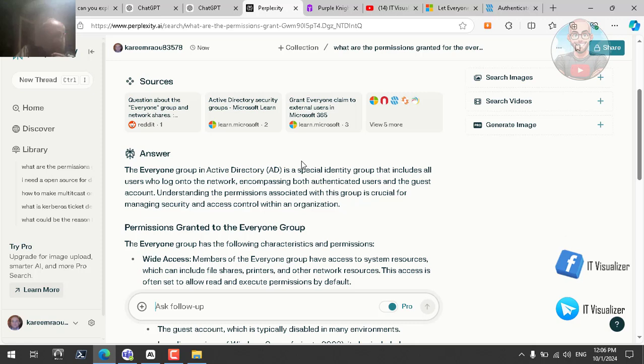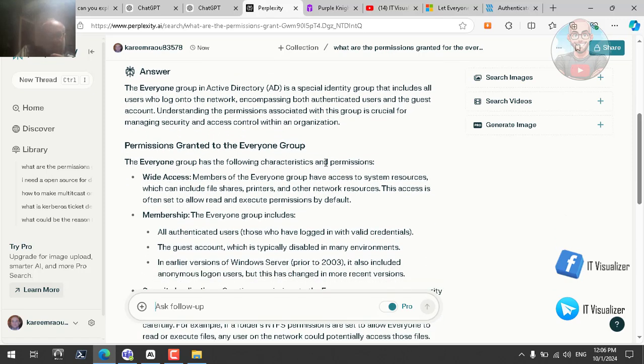The Everyone group is a special identity group that includes all users who logged into the network, encompassing both unauthenticated users and the guest account. So these are the members. Okay, if we enable the group policy that says that anonymous users are a member of the Everyone group, then they will be included in the group. Understanding the permissions associated with that group is crucial for managing security and access control within an organization. So the Everyone group has the following characteristics and permissions. Wide access: members of the Everyone group have access to system resources, which can include file shares, printers, and other network resources. This access is often set to allow read and execute permissions by default.